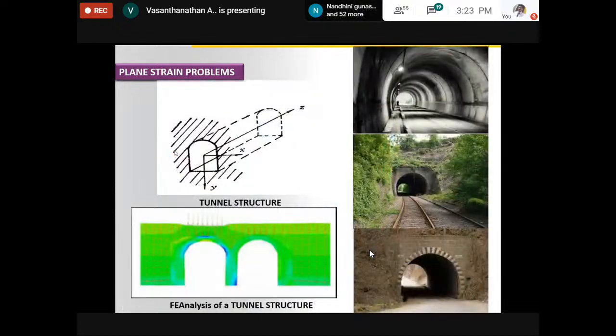This is the plane strain. There are many examples. You consider a tunnel. This is a tunnel structure. Like a tunnel structure, you can model it as plane strain. Wherever very large components and massive structures are there, you can simply take a slice of it and solve it. That is called plane strain.